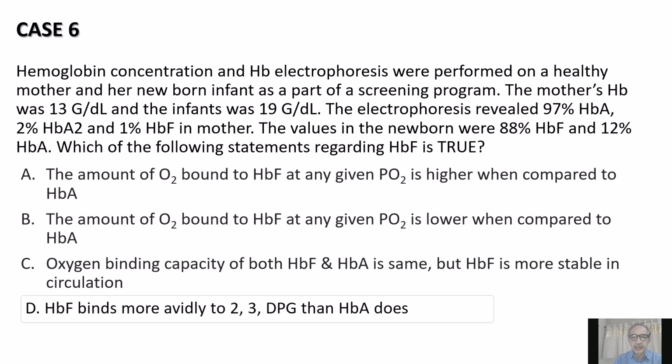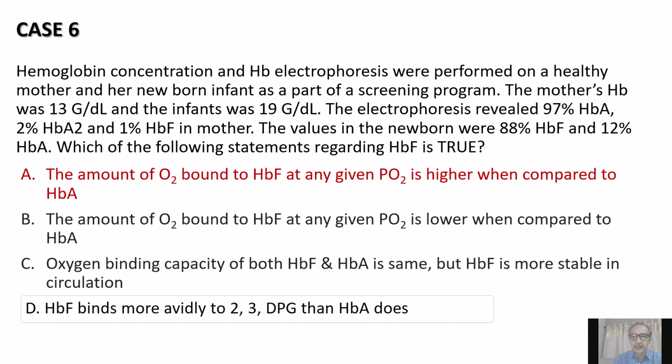Now you have to look at the oxygen dissociation properties of the hemoglobins, HbF and HbA. If you look at the oxygen dissociation curve of HbA, normal hemoglobin, it's sigmoid in shape, whereas the oxygen dissociation curve of HbF is more hyperbolic. That means at any given PO2, the percentage saturation of HbF is greater than the percentage saturation of HbA. So the first answer is correct. The amount of oxygen bound to HbF at any given PO2 is higher.